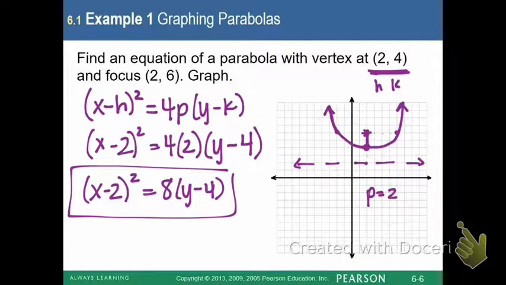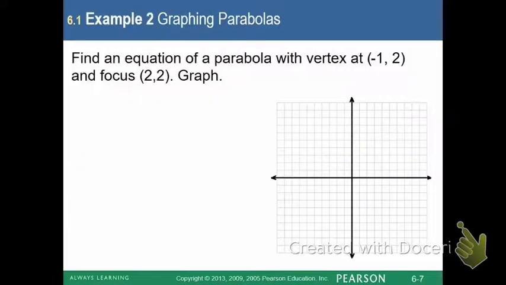Okay, one more kind of similar to this. They're going to give us the focus and the vertex. So it tells us the vertex is at (-1, 2), so I plot that. The focus is at (2, 2). So I know that the graph has to open to the right because it has to open around the focus. And I can also actually graph this entire thing. For this one, the distance from the vertex to the focus is 3 units. So I know that p has to equal 3. So then I'm going to go left 3 units and draw in the directrix.